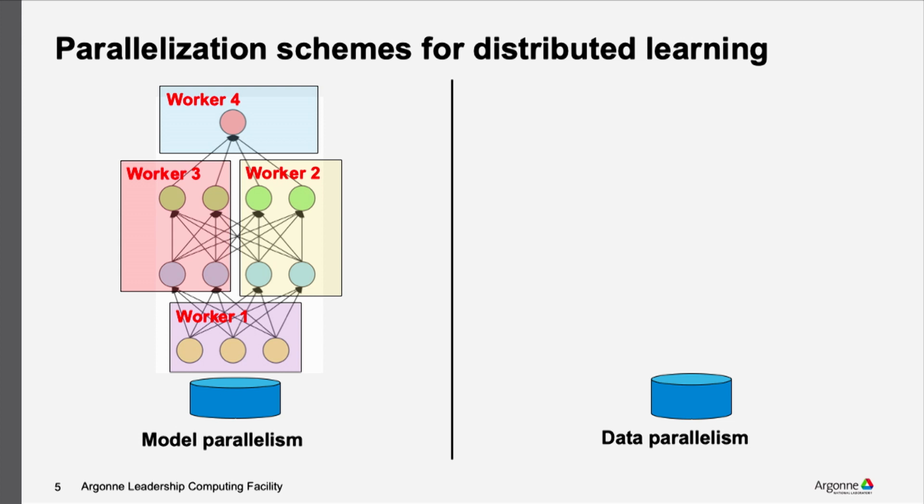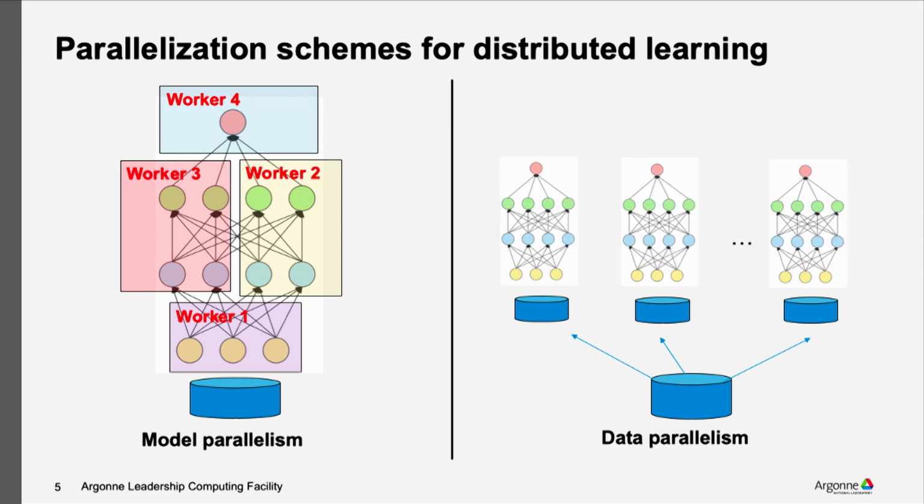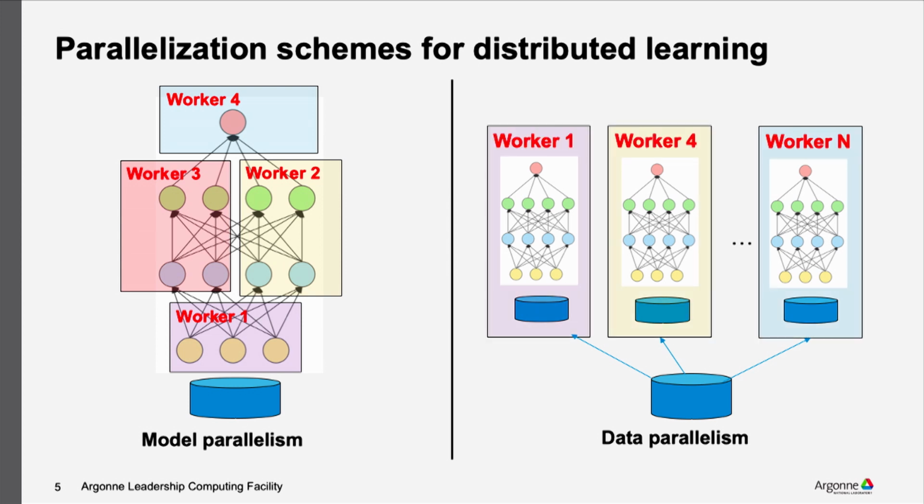Basically, we have a data set and we divide it into subsets, and we duplicate the models. Each model, or each worker, will work only on a subset of the whole data set. And as they train, they also sync up with each other, to make sure that the models are the same as the training evolves. So this is the data parallelization.